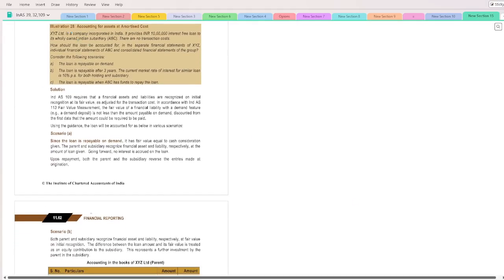Okay, XYZ. So this is now an example of the amortized cost. XYZ Limited is a company incorporated in India. It provides a 10 lakh interest-free loan to its wholly owned subsidiary. So again, it's an off-market transaction. There are no transaction costs. How should the loan be accounted for in the separate financial statement of XYZ, the individual financial statement of ABC, and the consolidated financial statement? Okay, consider the following scenarios.